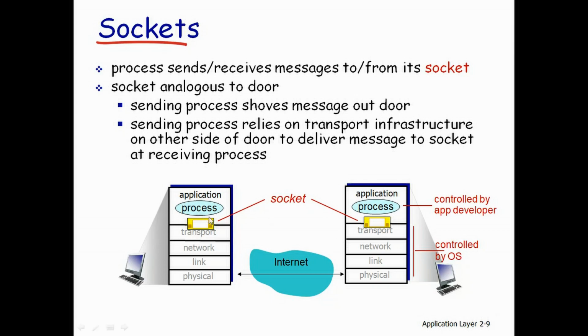Here you can see in the diagram, the yellow color one. You can compare it with your door. If you consider the process as your house, whenever you want to go out, of course you go out of the door, and whenever you want to get in, you enter through the door only. So sockets you can compare to the door, whereas process is your house. Okay, clear? Now we know what is socket and what is process.